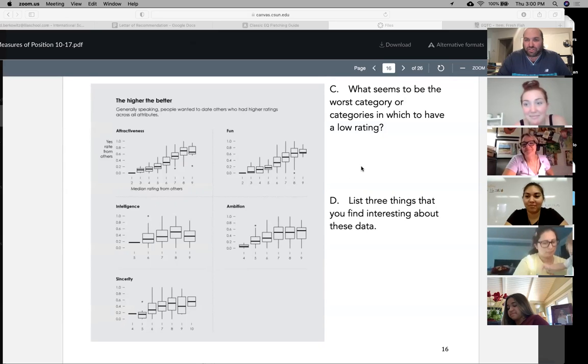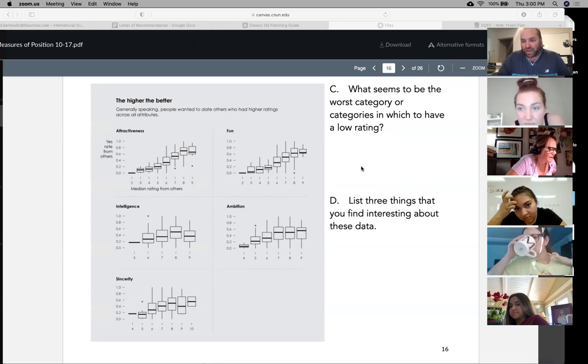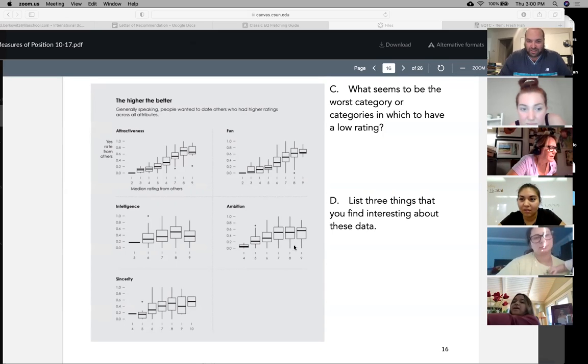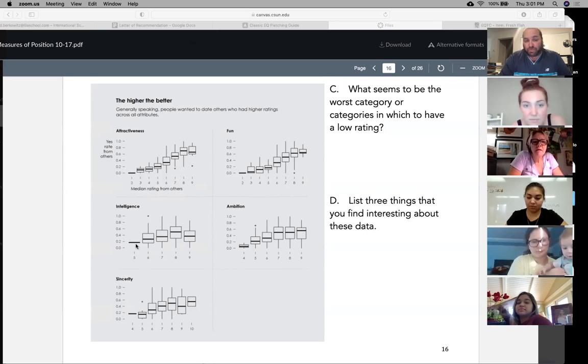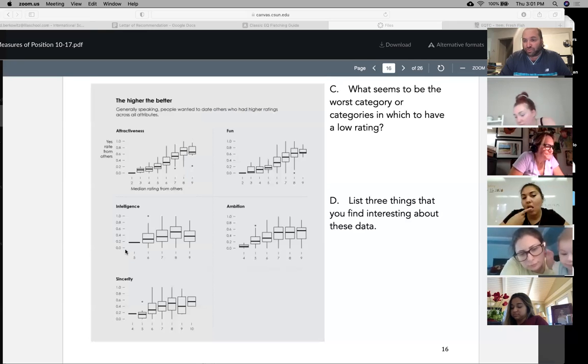So, what seems to be the worst category or categories in which to have a low rating? If there's one category that you would put a low rating in, that you do not want to be in this category with a low rating, which one would it be? Attractiveness. Or fun. Well, even intelligence, you could be really a 5. And first of all, notice by the way something interesting. Attractiveness goes all the way down to 2, but intelligence does not. It goes to a 5. We actually don't have data for a 1, 2, 3, or 4. Right? It could very well be that for a 1, 2, 3, or 4.